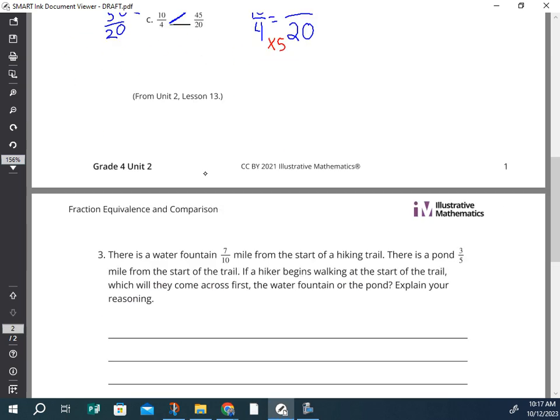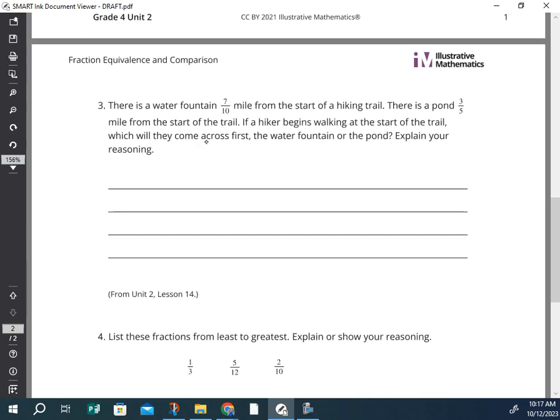Moving on. I hope this has been helpful. There is a water fountain 7/10 mile from the start of a hiking trail. There is a pond 3/5 mile from the start of the trail. If a hiker begins walking at the start of the trail, which will they come across first, the water fountain or the pond? Explain your reasoning. I'm gonna make a number line. This is the start of the trail.